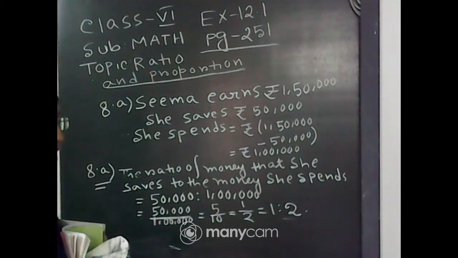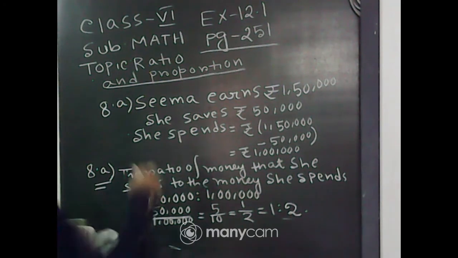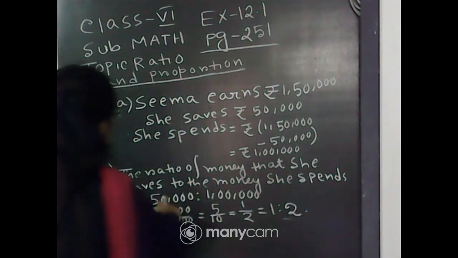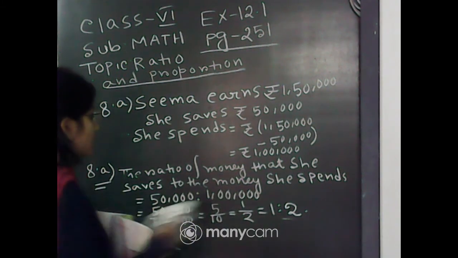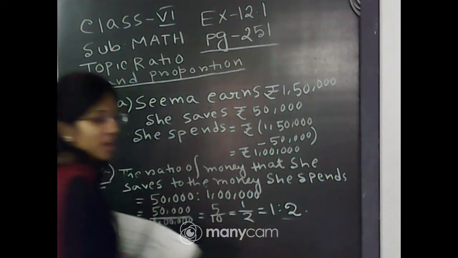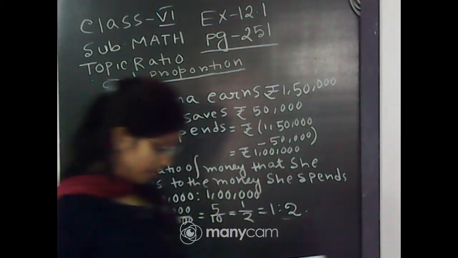Since she saves 50,000 and she spends 1 lakh, therefore, the required ratio is 50,000 is to 1 lakh. And the final answer is 1:2.